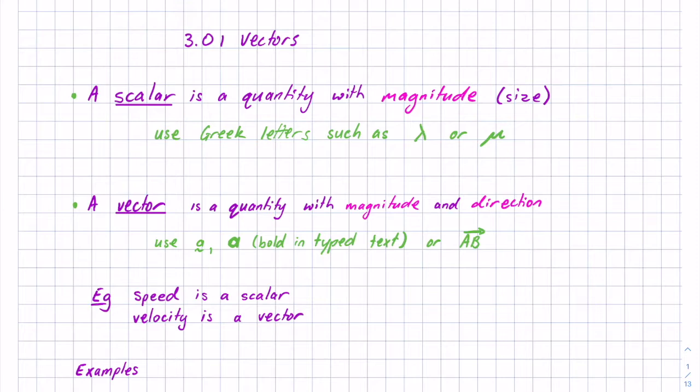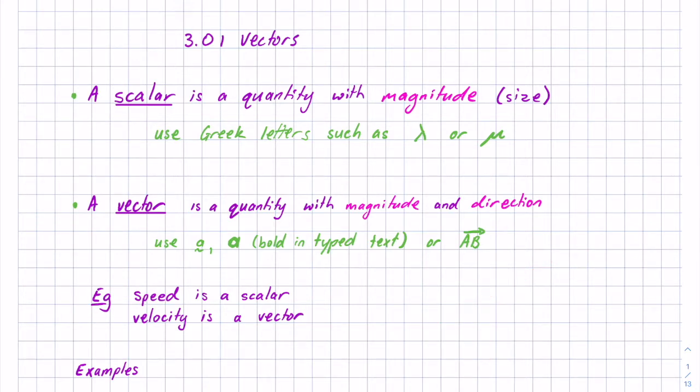A vector, on the other hand, is a quantity with magnitude and direction. We use a little squiggle under a letter, like A with a little squiggle. If we're typing, we might type it in bold. So just watch out for that one in an exam. It could come up, but you won't see it so much in written notes, so you don't see it so often when you're learning. We can have AB with an arrow at the top. The arrow shows the direction that it goes from A to B. So from A to B, it's going that way.